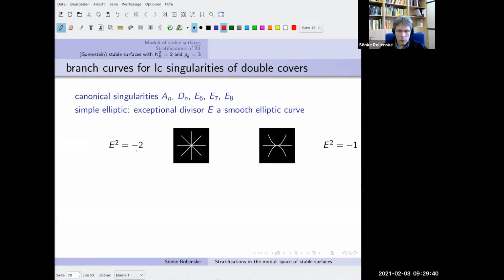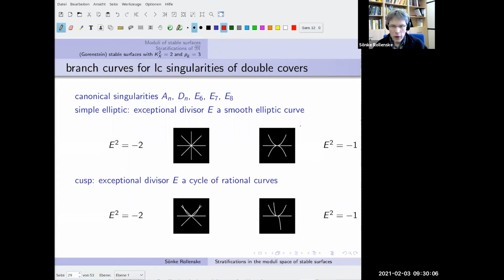You can get something which is an ordinary quadruple point, or this one is called a 3-3 point, because you have a triple point and an infinitesimally near triple point. And then when you take the double cover, you get elliptic singularities, simple elliptic singularities, but the elliptic curves have different squares. And then when you degenerate these curves, when you impose extra tangency conditions, then you will get, as an exceptional divisor in the minimal resolution, a cycle of rational curves.